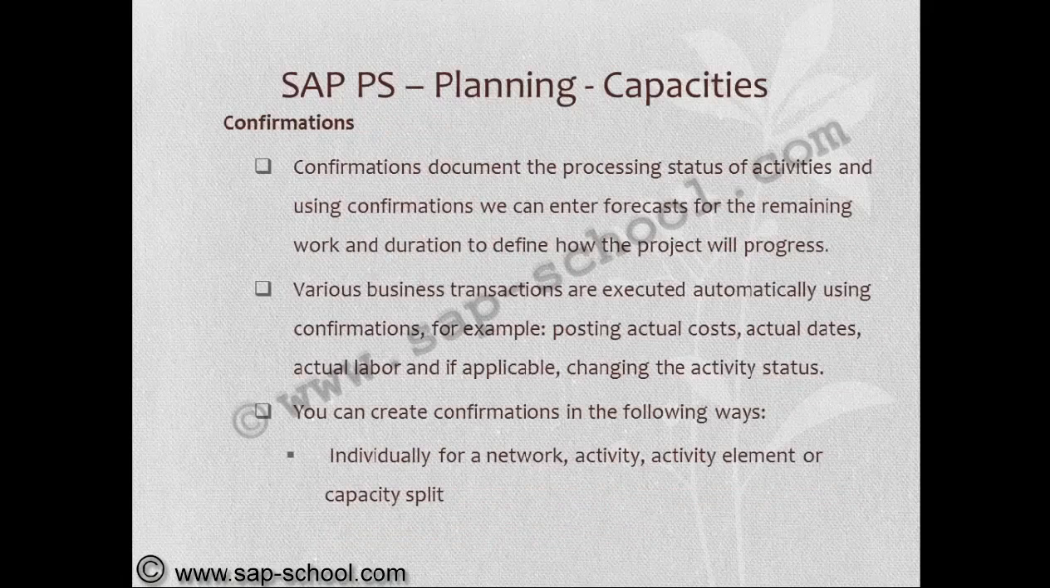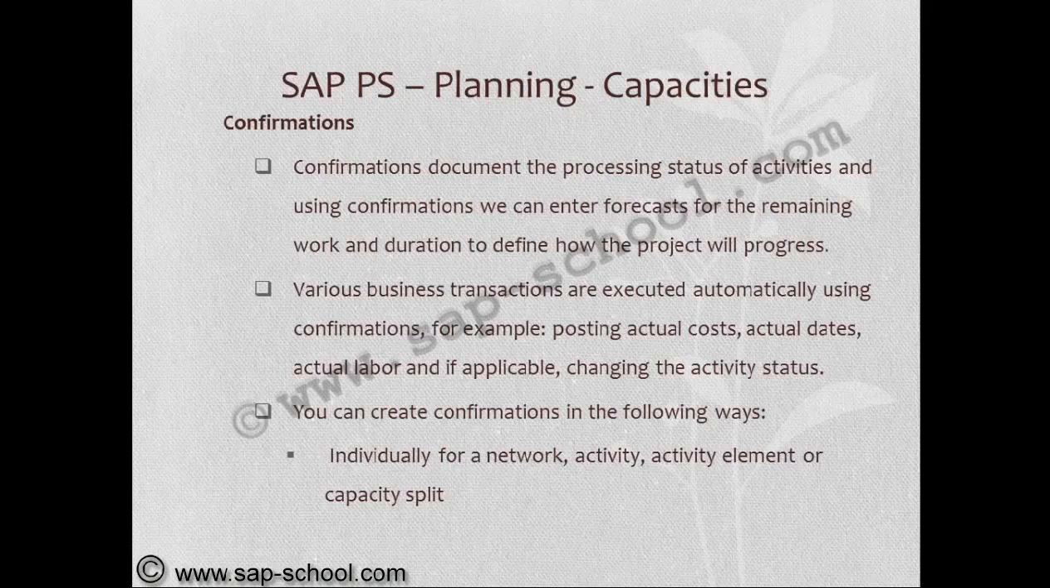The next thing is confirmations. After capacity planning, evaluation, and leveling, now finally comes confirmations. Confirmations document the processing status of activities, and using confirmations we can enter forecast for the remaining work and duration to define how the project will progress. Various business transactions are executed automatically using confirmations. For example, posting actual cost, actual dates, actual labor, and if applicable, changing the activity status.